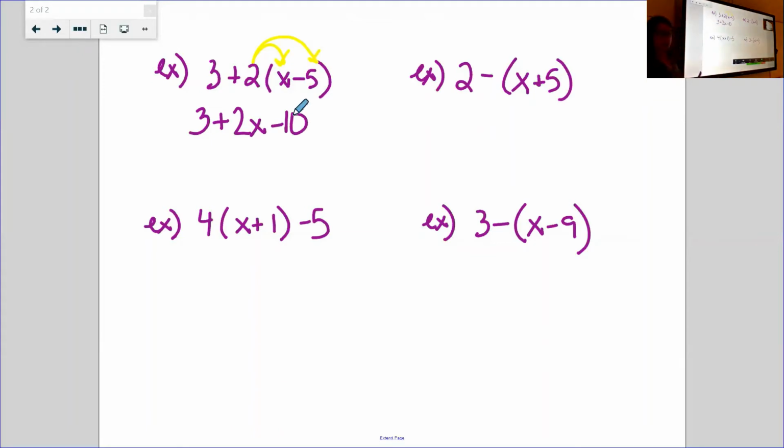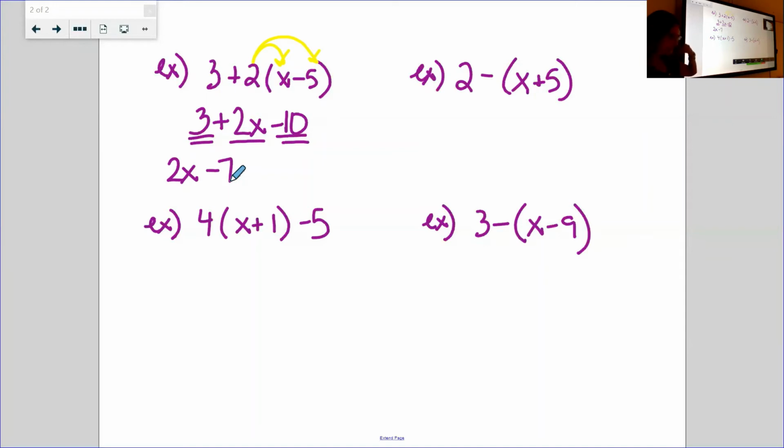And now is where I add like terms. There is nothing to add with my 2x, so I'm just going to have one line underneath the 2x, bringing it down here by itself. And then we have 2 terms that are alike, and they're both constants. So we're going to add the 3 with the -10, giving me -7.